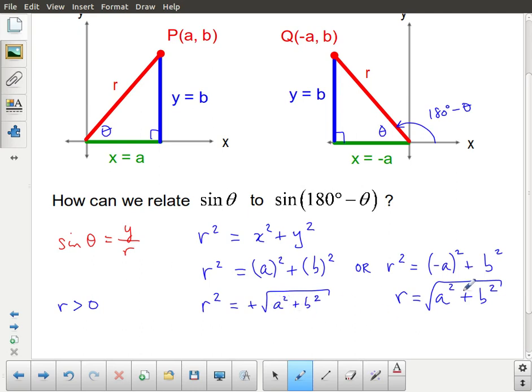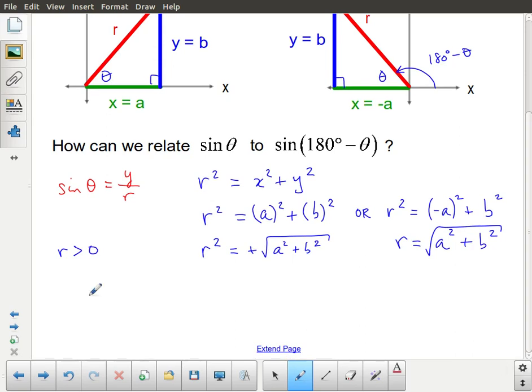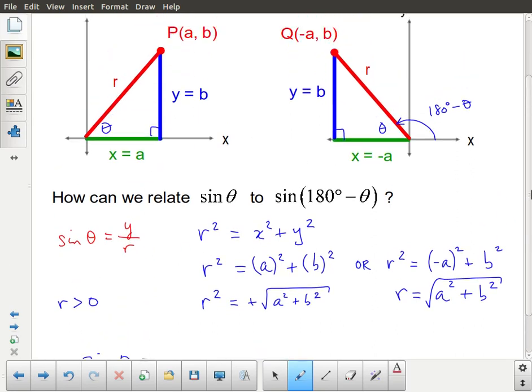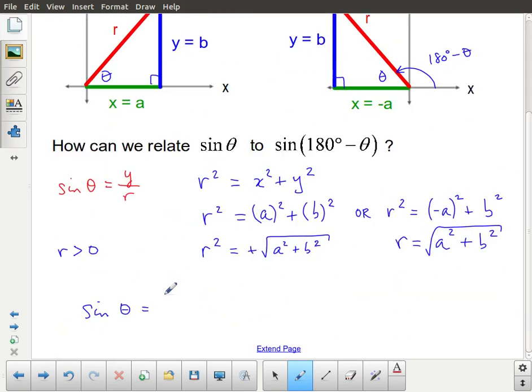So now I have my value of r for both of these. So what is the sine of theta? The sine of theta is the y-coordinate divided by r. What was the y-coordinate for the angle related to theta? The y-coordinate is the letter b. So that would be b divided by r. r is the square root of a squared plus b squared.